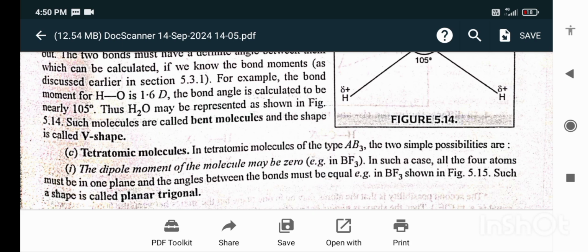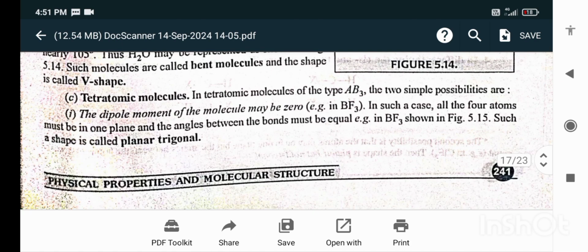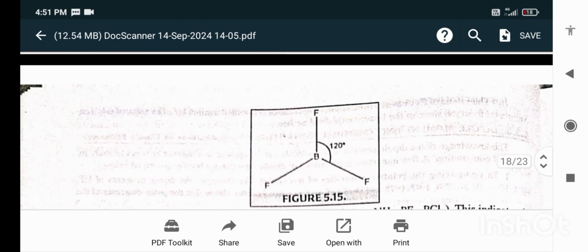Such molecules are called bent molecules and the shape is called V shape. Tetraatomic molecules: in tetraatomic molecules of the type AB3, the two simple possibilities are as follows. The dipole moment of the molecule may be zero. In such a case, all four atoms must be in one plane and the angles between the bonds must be equal, for example in BF3. Such a shape is called planar trigonal shape.